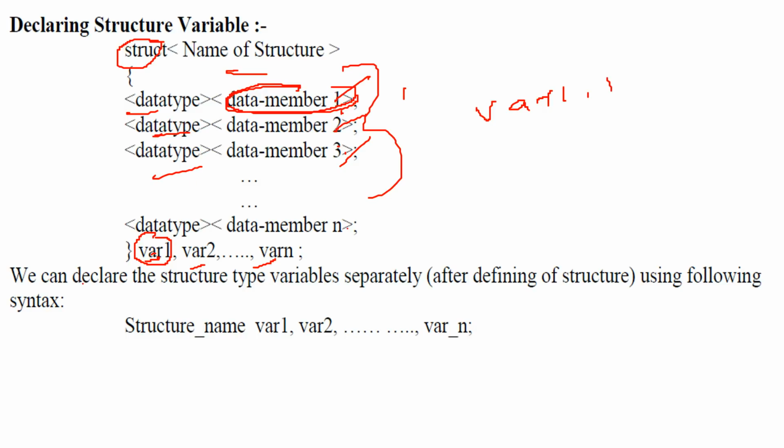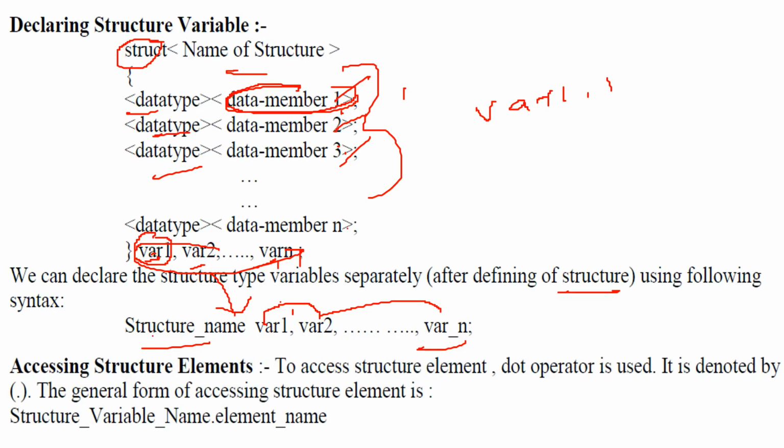When we want to declare the structure type variable separately, that is after defining the structure, we write the structure name, then variable 1, variable 2, up to variable n. So this can be defined in this way also. So these both are similar. How to access the structure element? As I just suggested, the dot operator. In order to access the structure element, we use the dot operator, which is denoted by a dot. The general form of accessing the structure element is simply the structure variable name with a dot and the element name.